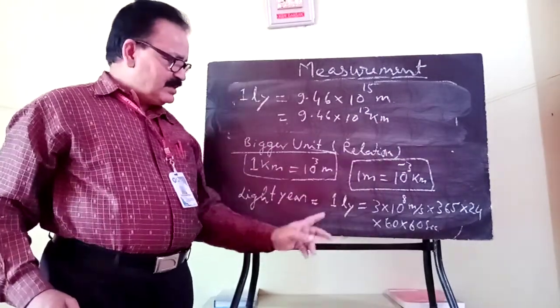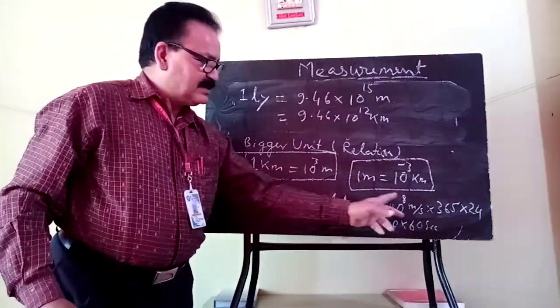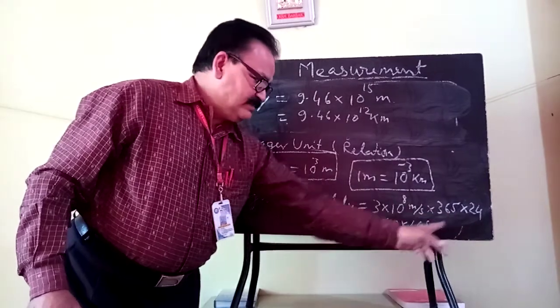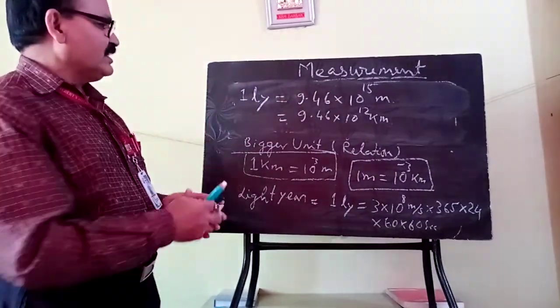And how have you got it? You have got it by multiplying the speed of light by the total time in a year. So you have got 1 light year.